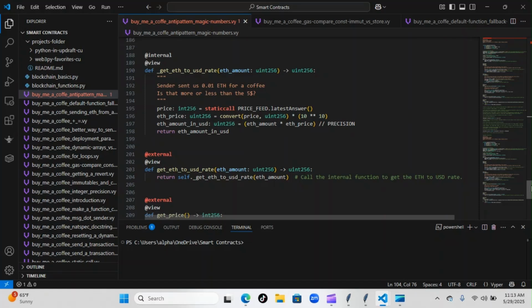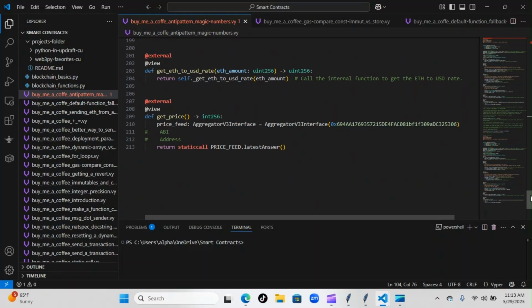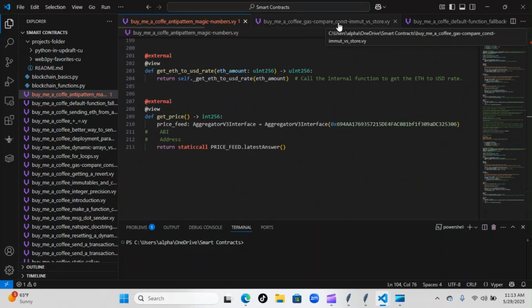That's pretty much the end of this module here. So we're going to wrap things up. Tomorrow we will be starting a new module. It's going to be the gas comparison between constants and immutables versus the stores. So look out for that.